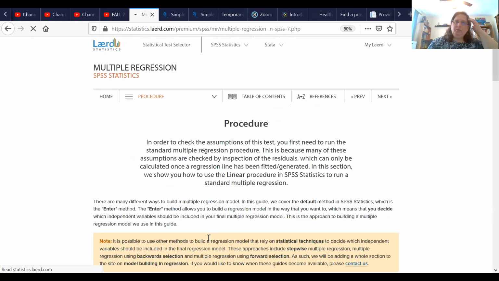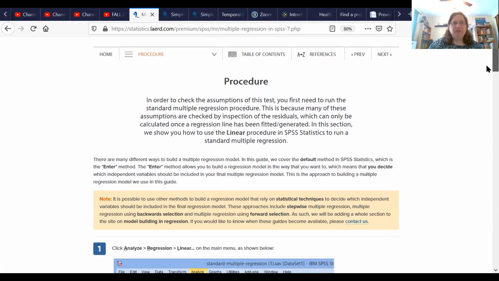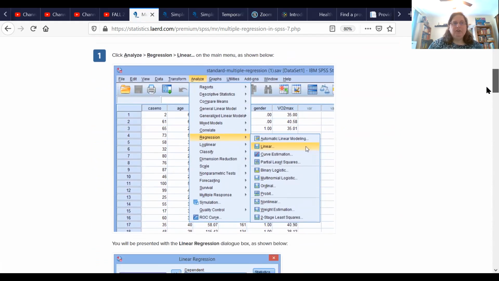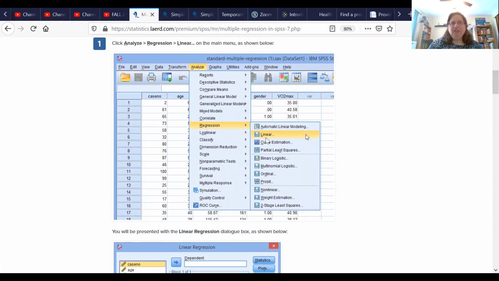Let's look at how we would conduct the procedure. Now, I am going to have you conduct the full procedure here. We'll check off everything we have to check off, but then we're going to ignore a lot of the output, and we're only going to focus on the interpretation. Like I said, we're not going to do the assumptions. So you go under regression linear, just like you did for simple linear regression.